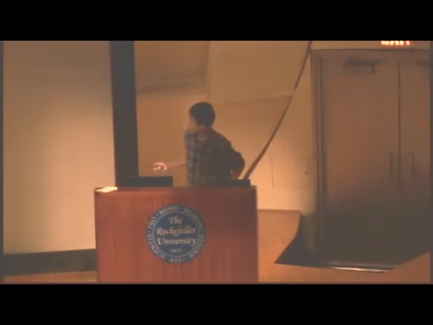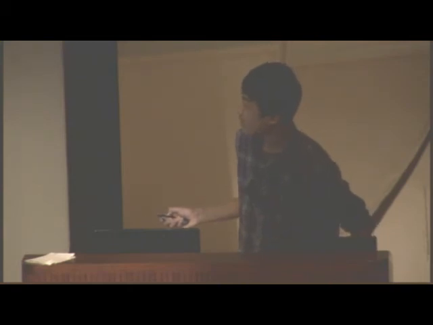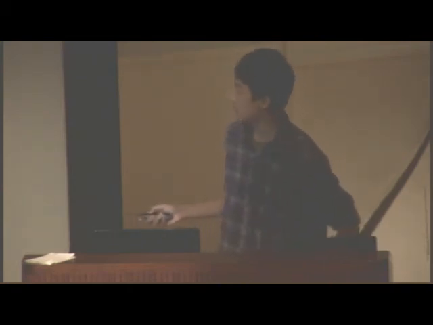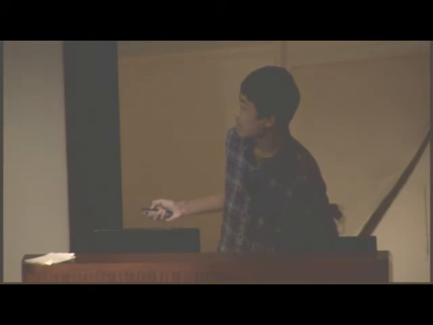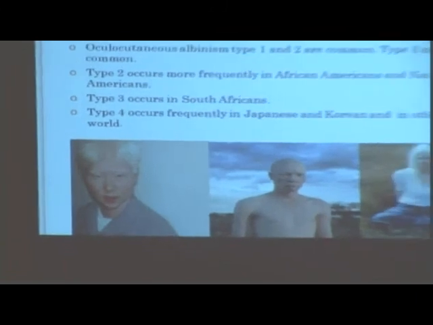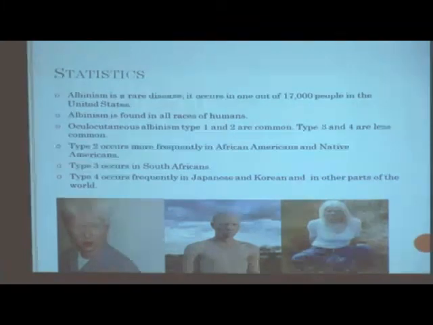And so albinism is a rare disease. It occurs in 1 out of 17,000 people in the United States. Albinism is found in all races of humans. Oculocutaneous albinism type 1 and 2 are common. Type 3 and 4, however, are less common. Type 2 occurs more frequently in African Americans and Native Americans. Type 3 occurs in South Africans, and type 4 occurs frequently in Japanese and Korean and other parts of the world. So here are the different races of people who have albinism.